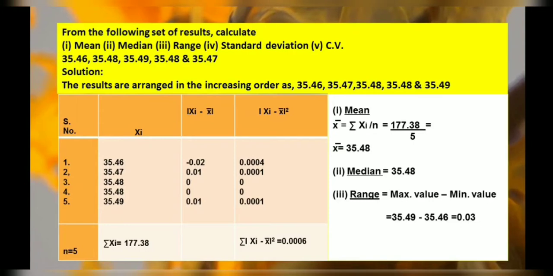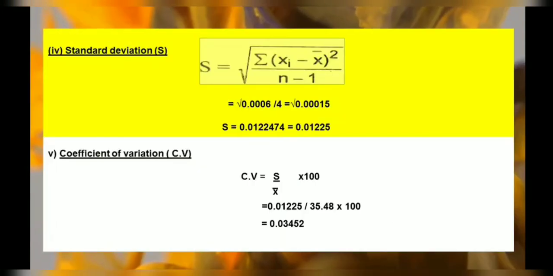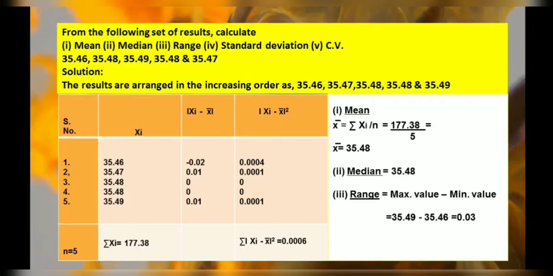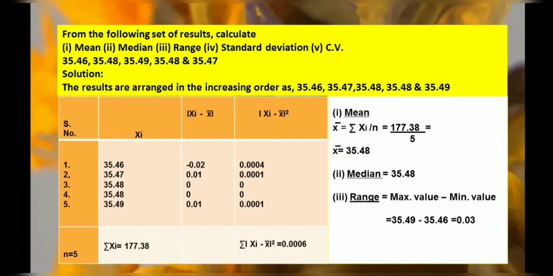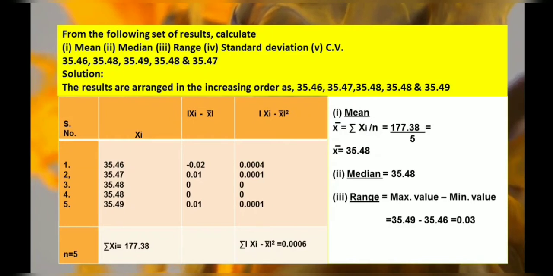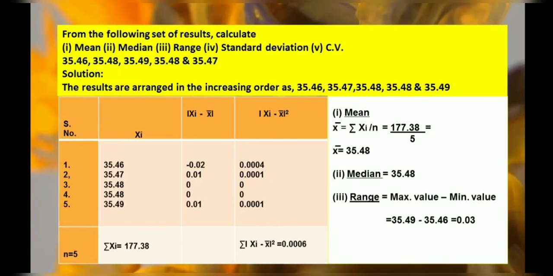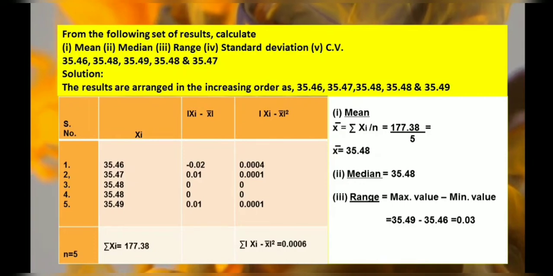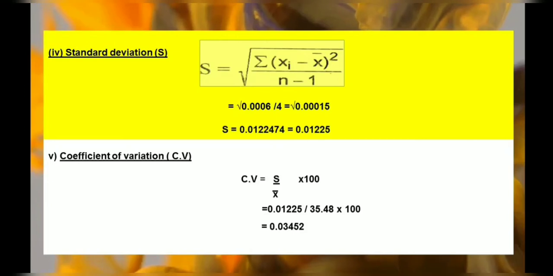Now you come to the calculation of standard deviation. For this, you need (xi minus x bar) whole square. So the third column calculation is coming here. You already know the value of x bar is equal to 35.48. For the third column calculation, you subtract the value of x bar from xi and square them. Finally, add all the values of the fourth column for sigma (xi minus x bar) whole square, that is equal to 0.0006.